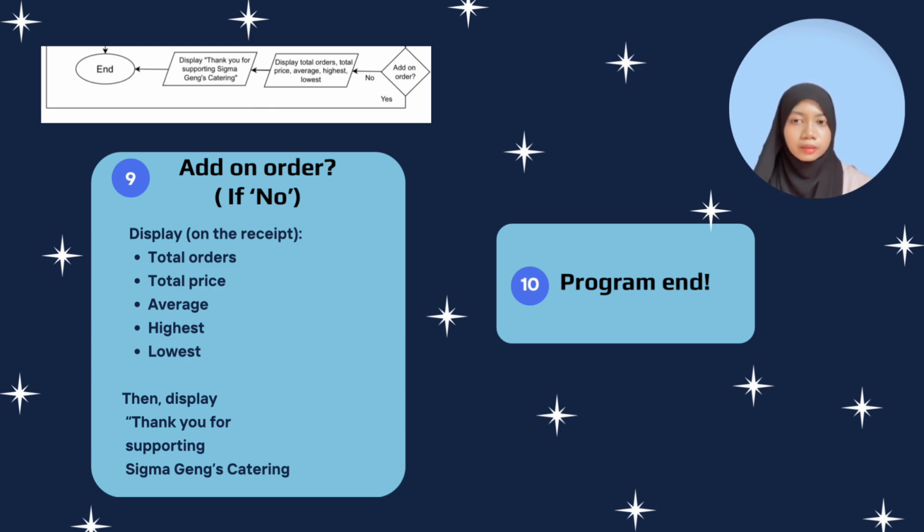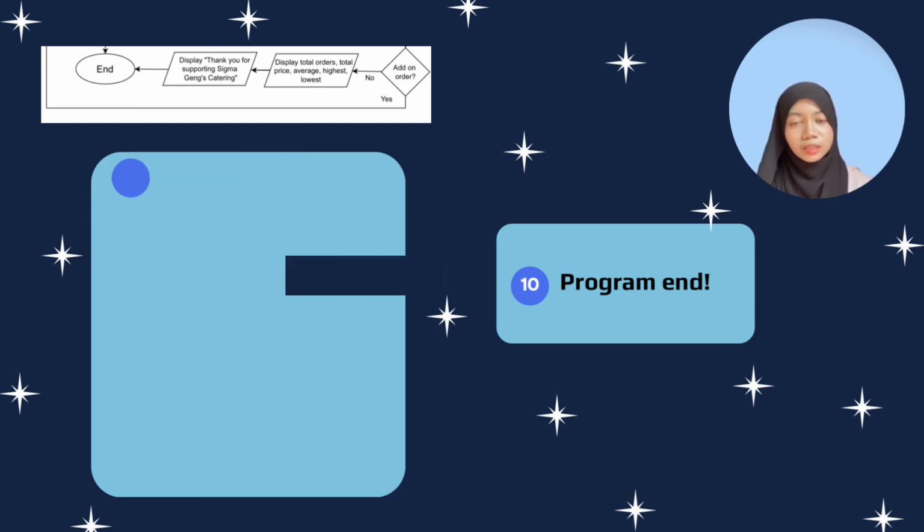Then the program ends. In conclusion, this flowchart represents the logic of a complete catering program that uses both selection and grouping structures. It ensures the process is efficient, accurate, and user-friendly for handling multiple orders. So that's all from me.